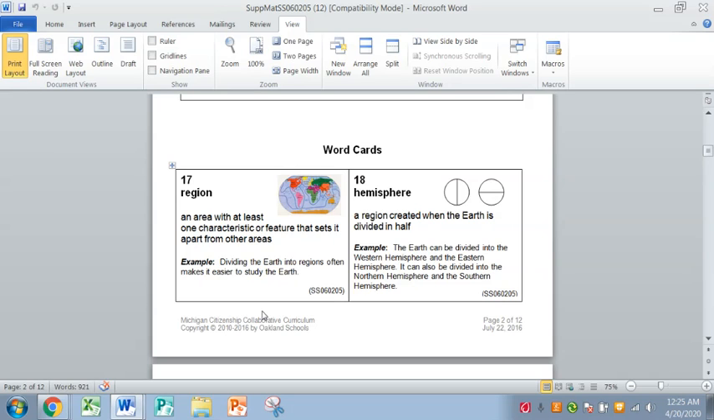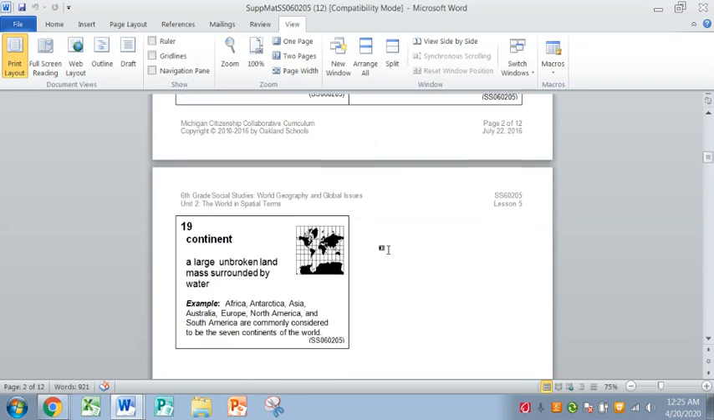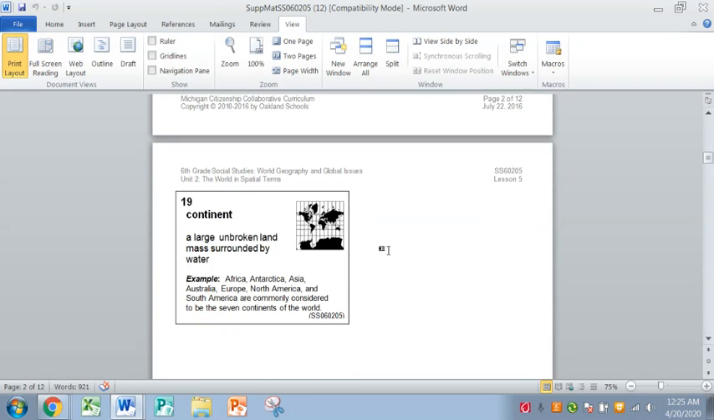18, hemisphere, a region created when the earth is cut in half. Example, the earth can be divided into the western hemisphere and eastern hemisphere, or northern and southern. And finally, number 19, continent, a large unbroken landmass surrounded by water.